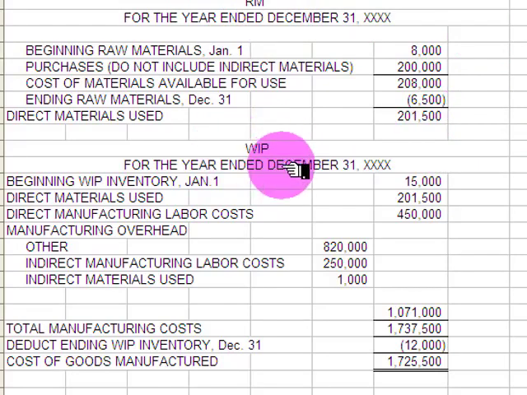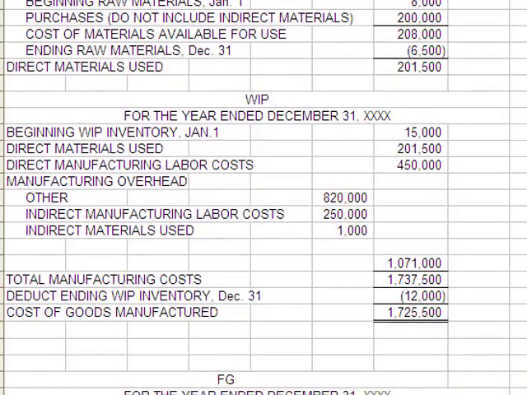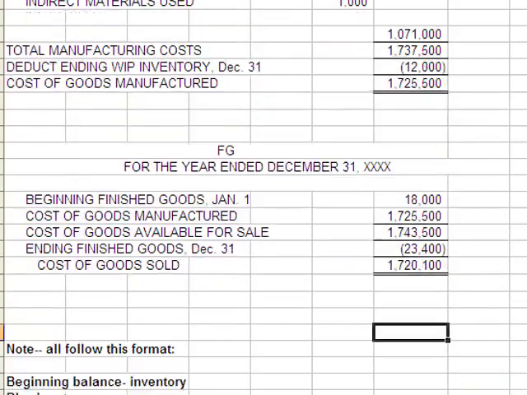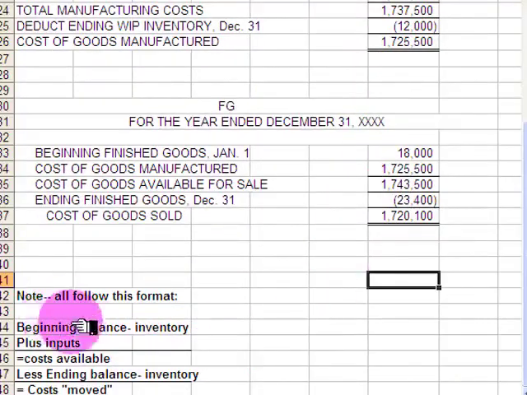The flow of the work in process inventory. Bottom line of that schedule is cost of goods manufactured. And finally, the flow of the finished goods inventory. Bottom line of that schedule is cost of goods sold. Notice that all three inventories follow this generic format down here.